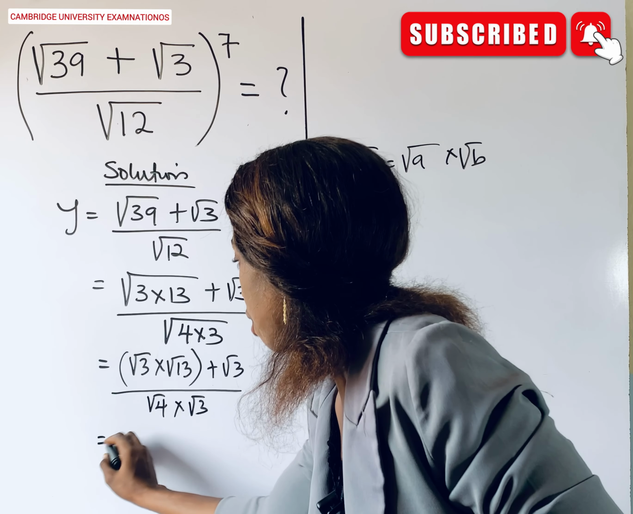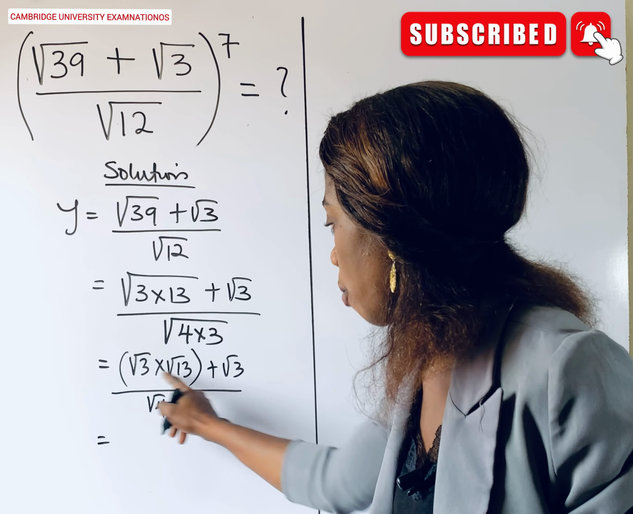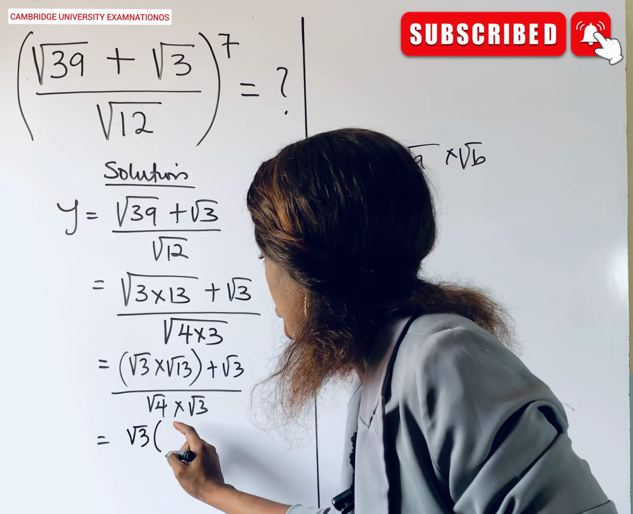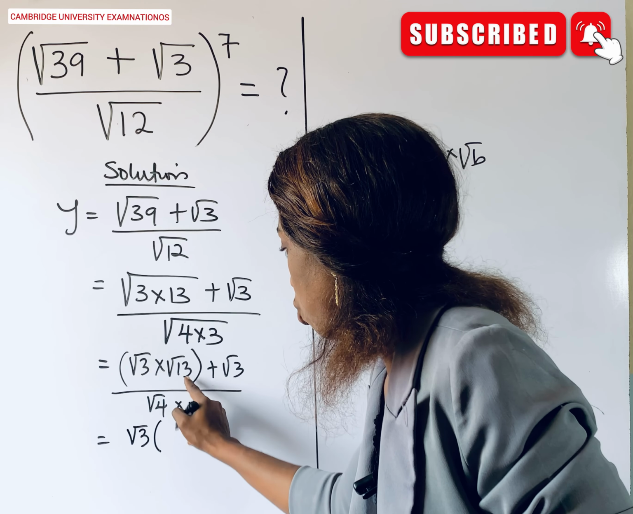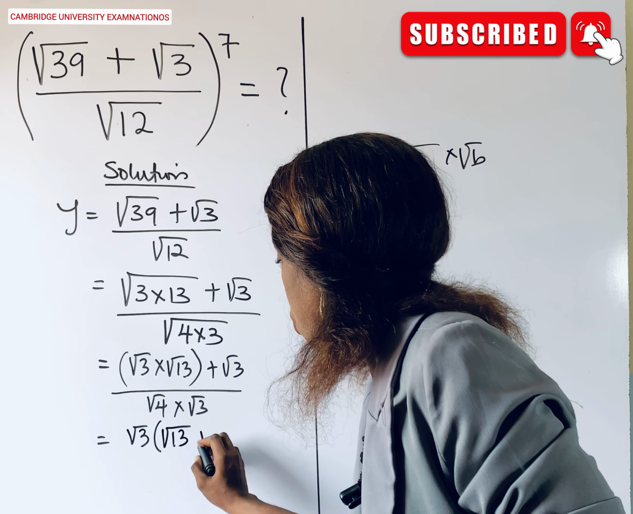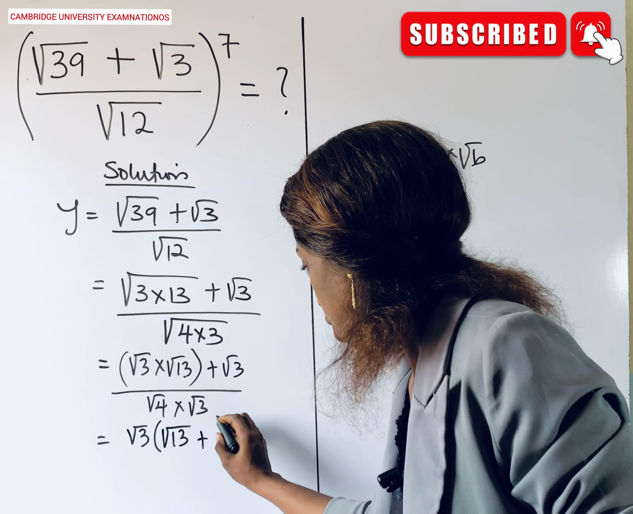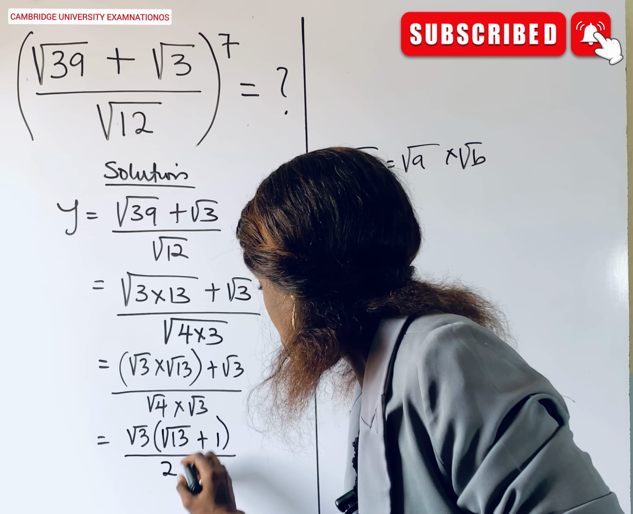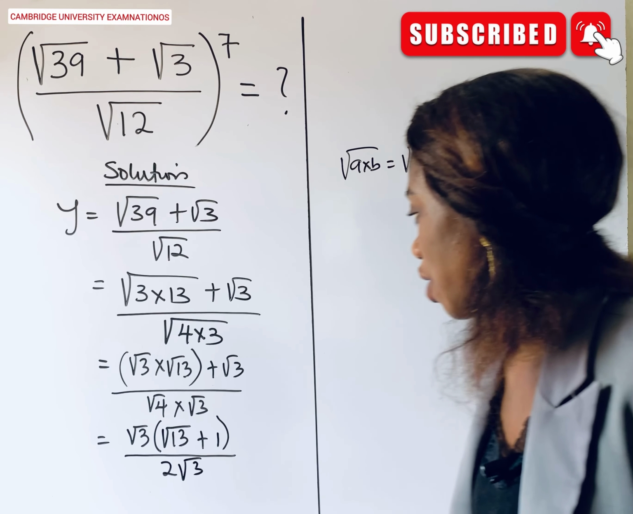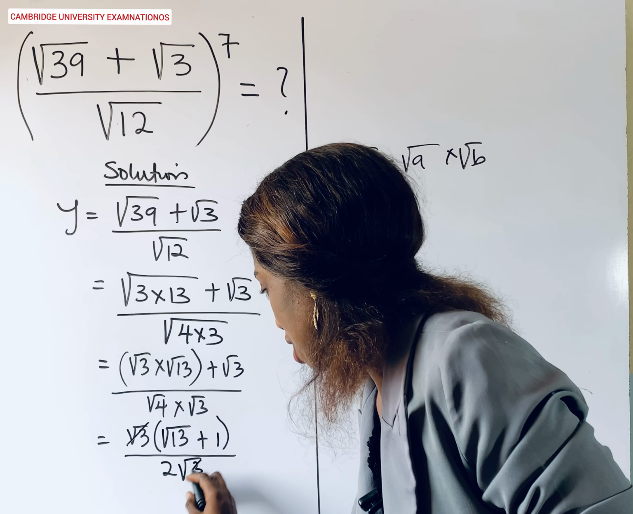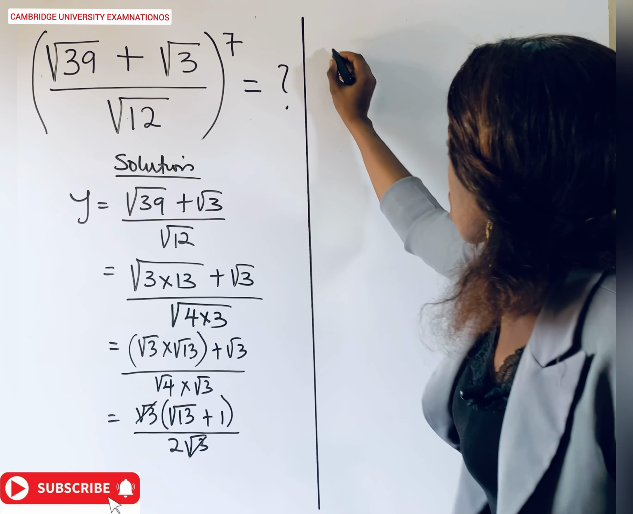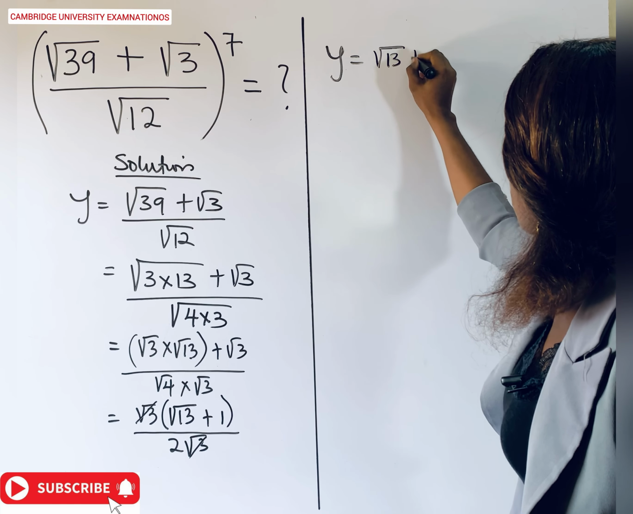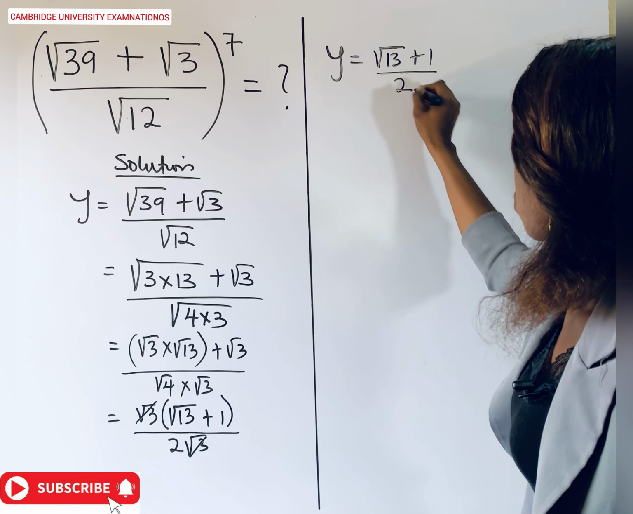So to now have, because you notice it's common, so you factor it out. So it's going to give us root 3, open a bracket. When it divides through here, you'll be left with root 13. And when it divides this, you'll be left with 1. Did you see it? And square root of 4 is 2, as you know. So we have this. So what do you do here? You see you can cancel this and this, okay? So we're going to have it that y is equal to square root of 13 plus 1 all over 2.